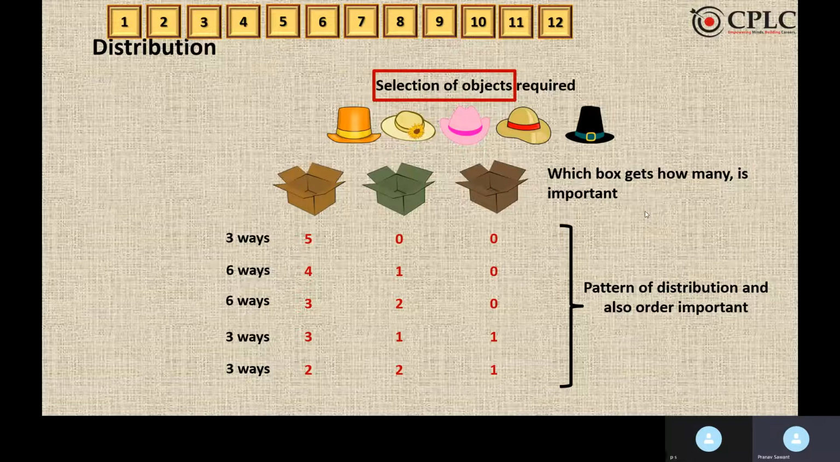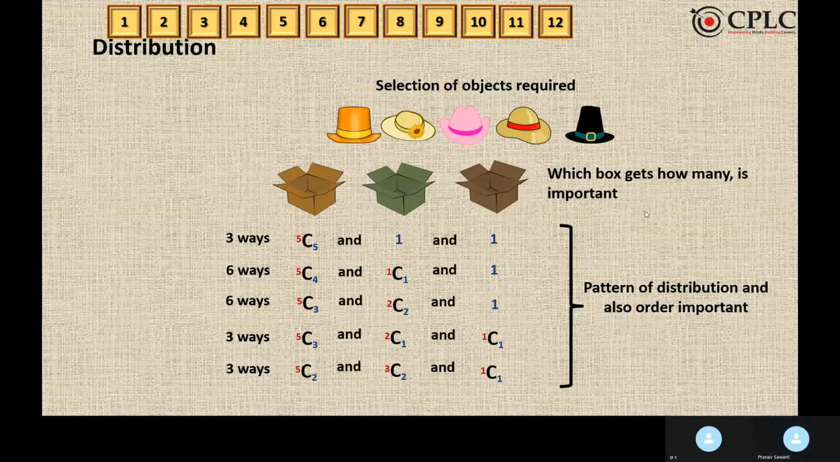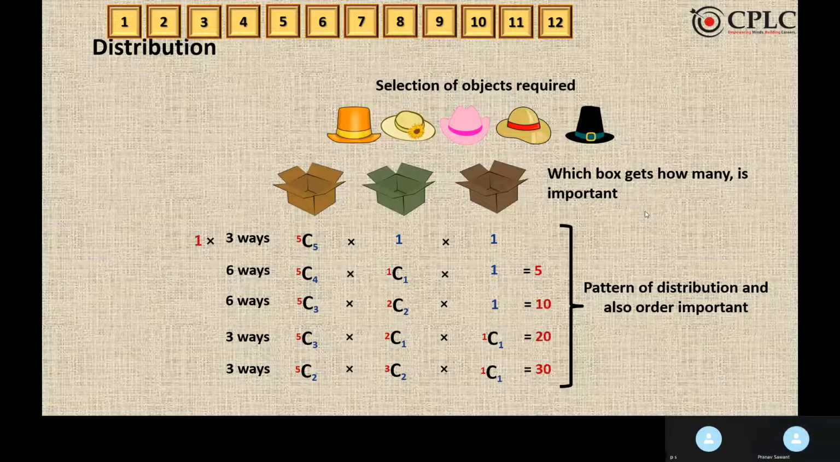Now selection of objects is required over here. As selection is required, combination will come into the scenario. So it will be 5C5, 1 and 1. Basically, we are selecting 5 objects out of 5, 0 objects out of 5, 0 objects out of 5. Second case would be selecting 4 objects out of 5, 1 object out of the remaining 1, and so on. So after solving this, we'll get the distribution as 1, 5, 10, 20, and 30.